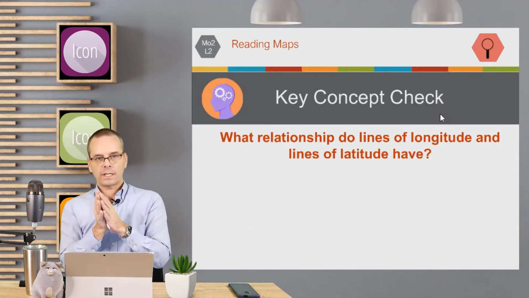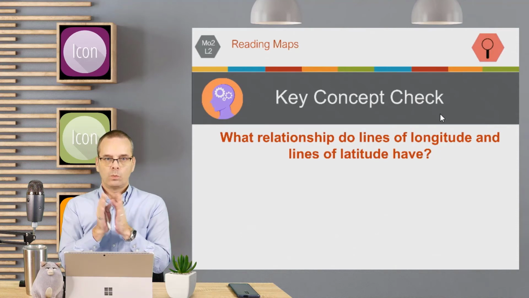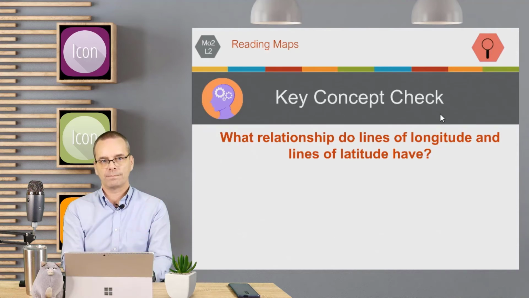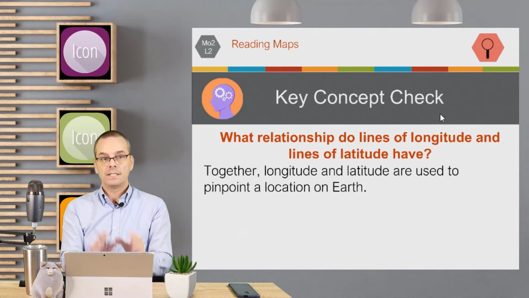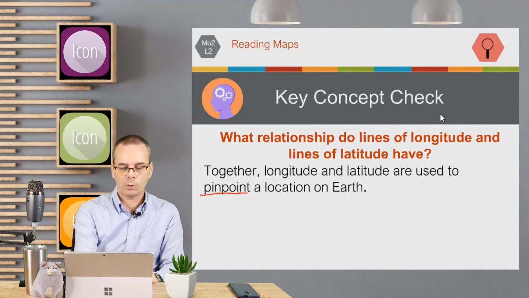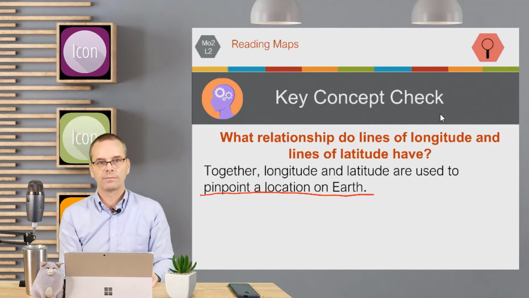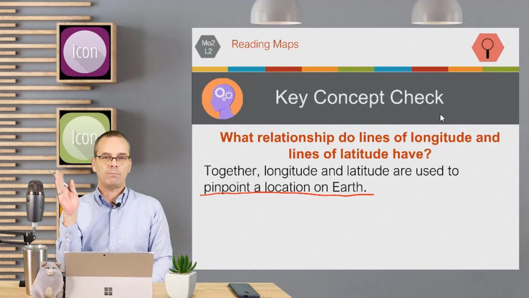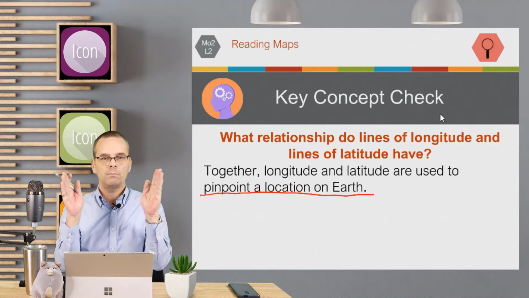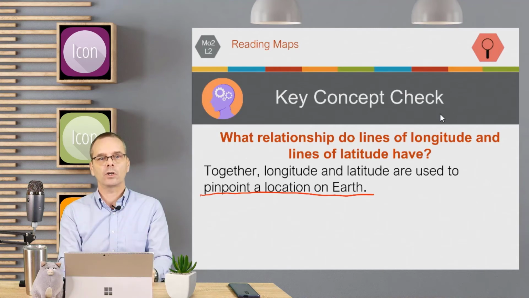So let's look at a key concept check. What relationship do lines of longitude and lines of latitude have? Together, they are used to pinpoint a location on Earth. So you have to have both latitude and longitude. You can't just have one. You need them both to find a location on Earth.